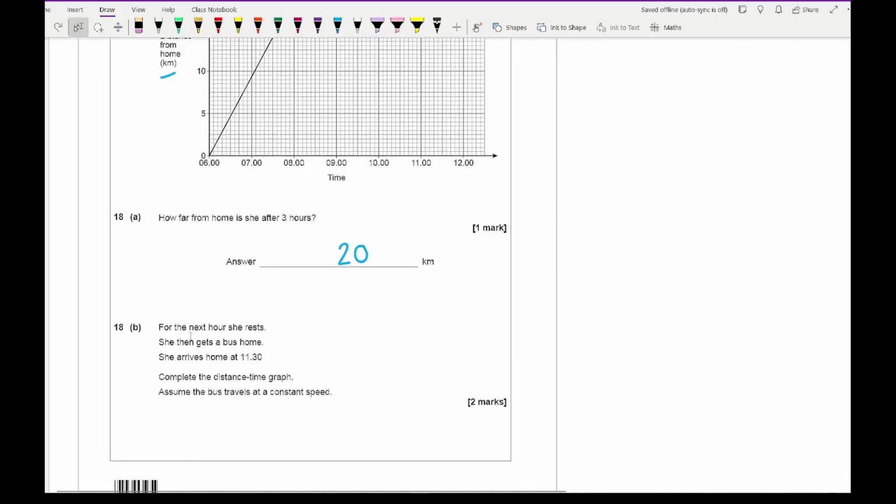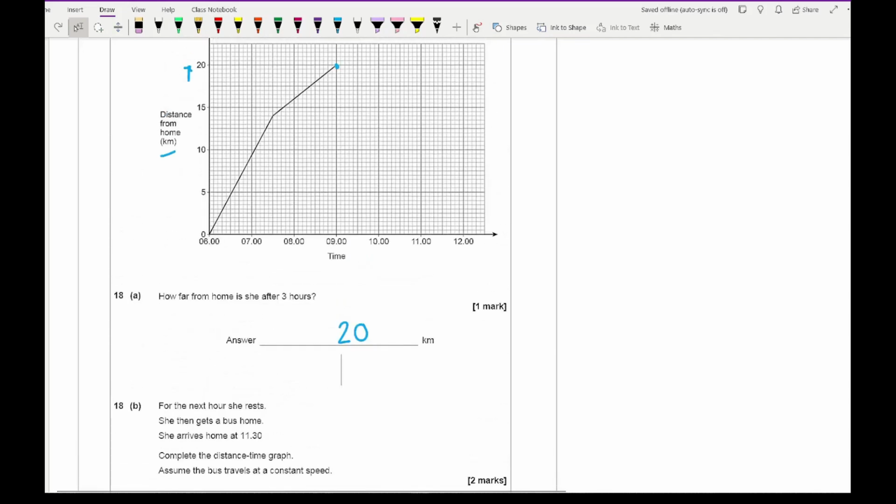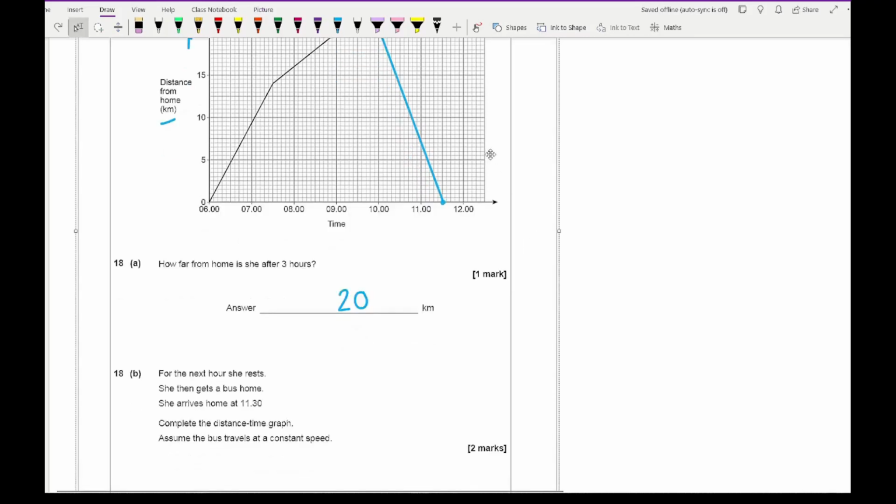Now the next part of the story says for the next hour she rests, then she gets a bus home and arrives home at 11:30. Complete the distance time graph, assuming that the bus travels at a constant speed. So for this we need to draw a horizontal line for 1 hour, since she's resting, so we go to this point here. Again, if I draw with a ruler a line from there, she arrives home at 11:30, which is here. So what I then need to do is get a ruler and connect those 2 points up. Again, you want to try and be as accurate as possible, and you should have something that looks like that.